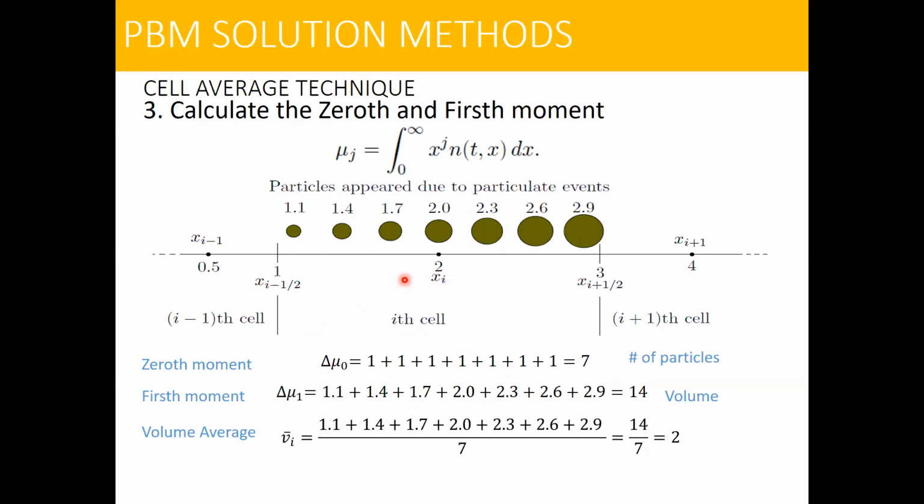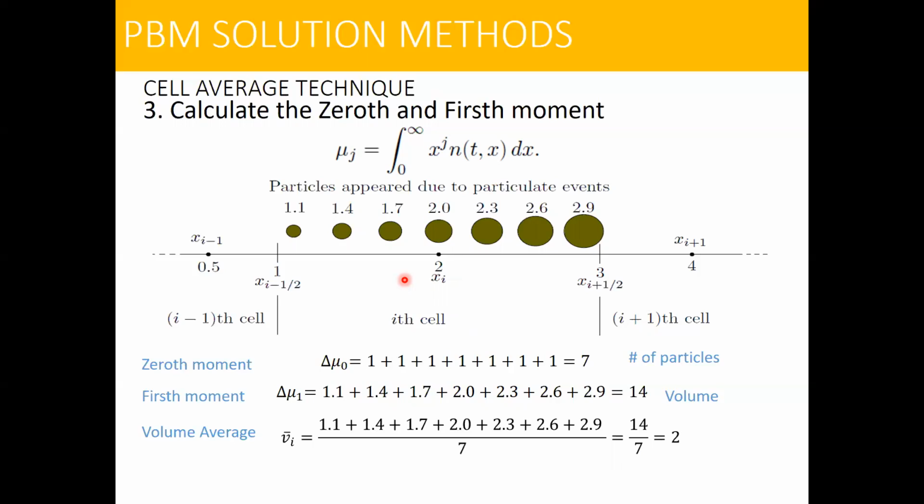Then we can start with the birth and death terms by calculating the zeroth and first moment. A moment of distribution is a specific quantitative measure of the shape of that distribution. The zeroth moment of the breakage function is equal to the number of fragments, capital N, obtained from the breakage of the mother particle. The first moment is equal to the volume of the original mother particle.